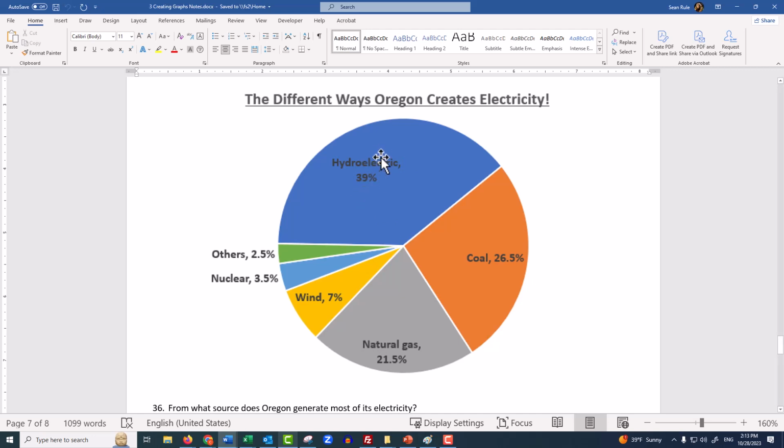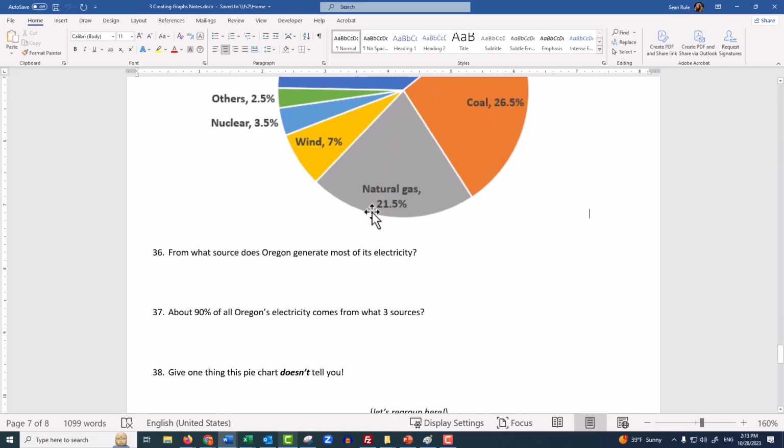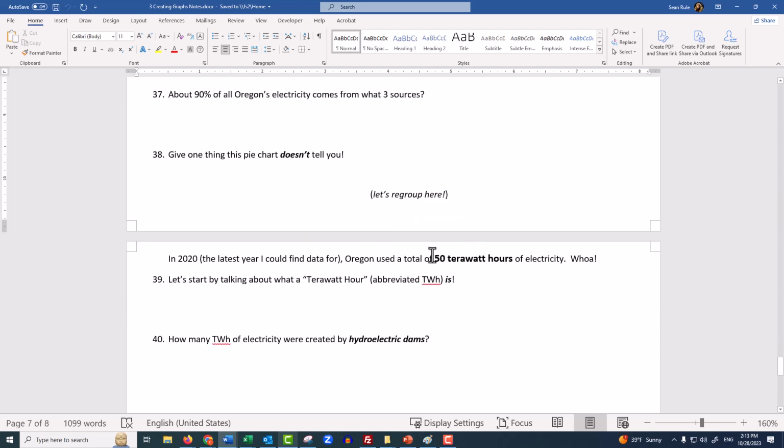Yeah, it's 39% of all. So 39 out of every 100 units of power are hydro. But how many total units of power are there? Well, I did some more digging, and I figured it out. 50 terawatt hours. Now, you might remember in class, we talked about something called a kilowatt hour.